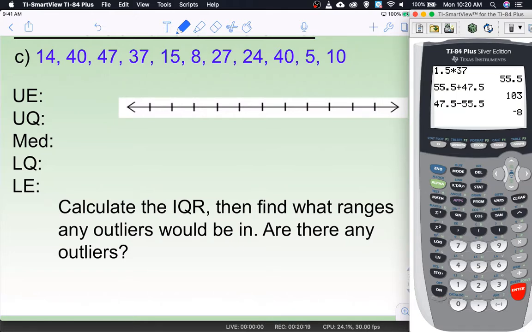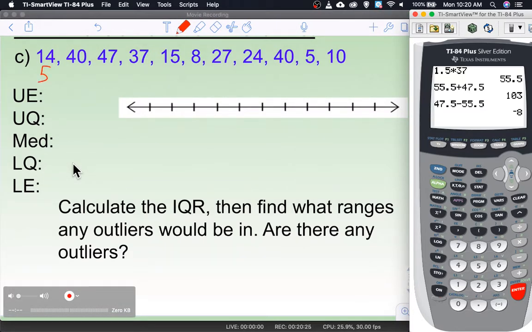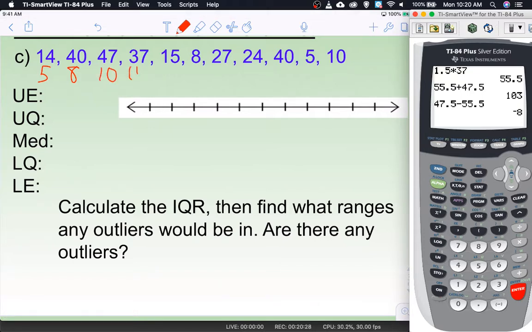All right, so in order, we have 5, 8, 10, 14, 15, oops, I missed 24, 24, then 27, 37, 40, 40, 47. Okay, those are my values.